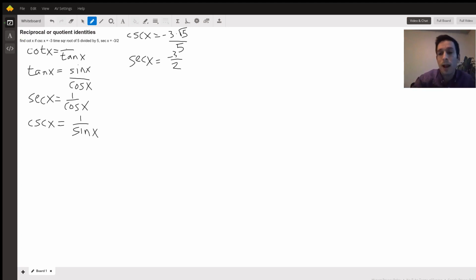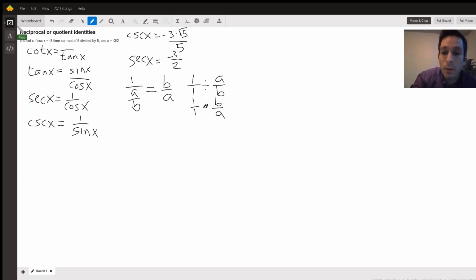I don't know where you're at with fractions, but I'm going to briefly talk about it. One of the cool things: if I'm dividing 1 by a over b, that's the same thing as b over a. That's about multiplying by the reciprocal. I can demonstrate that by saying 1 over 1 divided by a over b is the same thing as 1 over 1 times b over a.